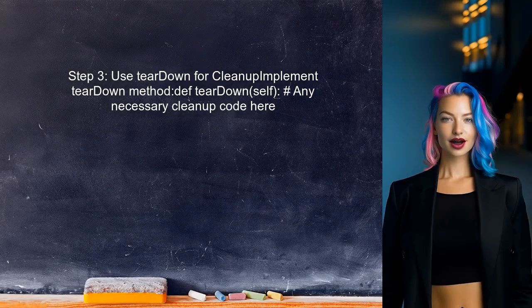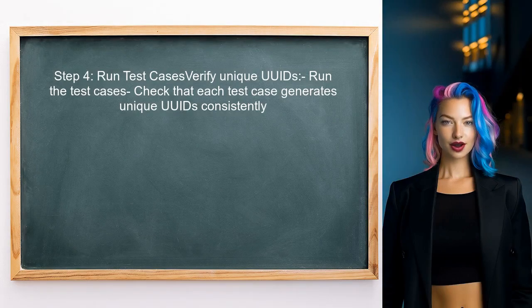Additionally, the user might want to consider using the teardown method to clean up any resources or reset states after each test. This can help maintain a clean testing environment. Finally, the user should run their test cases to verify that each test case generates unique UUIDs consistently. This will confirm that the changes made are effective.